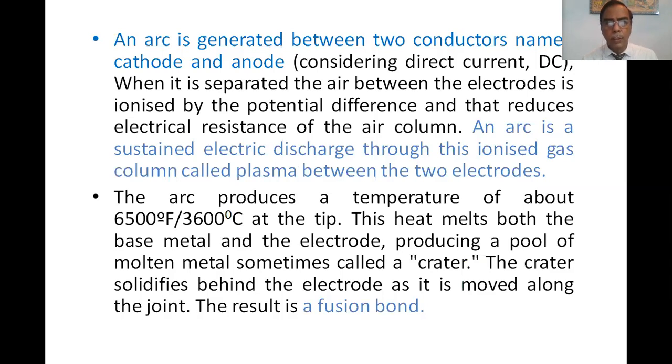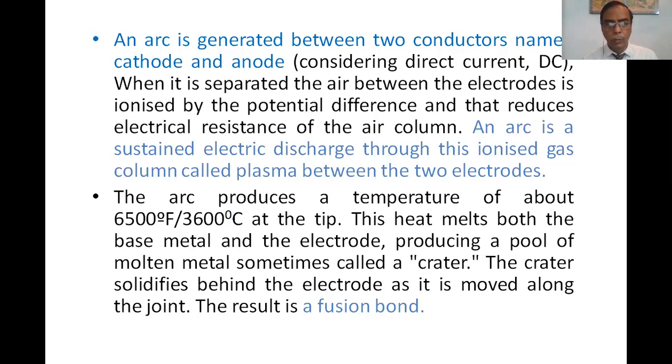An arc is generated between two conductors named cathode and anode, considering direct current. When they are separated by air, the air between the electrodes is ionized by the potential difference, reducing the electrical resistance of the air column. An arc is a sustained electric discharge through this ionized gas column, called plasma, between the two electrodes.